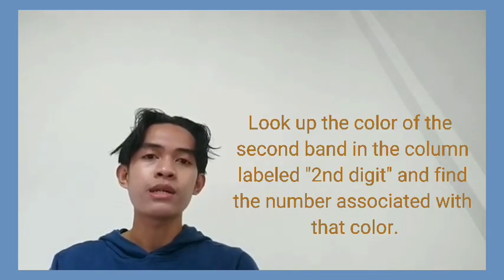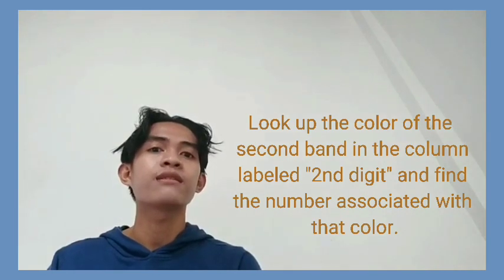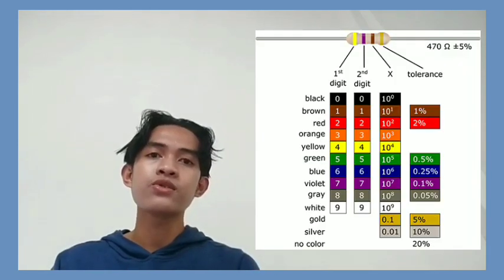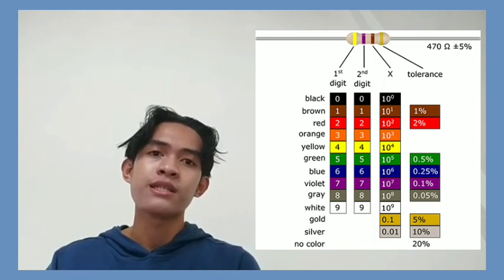Next, we are going to look up the color of the second band in the column labeled second digit and find the number associated with that color as well. This number is the second digit of the resistance. In the resistor shown in this figure, the second band is violet, so the second digit is 7.